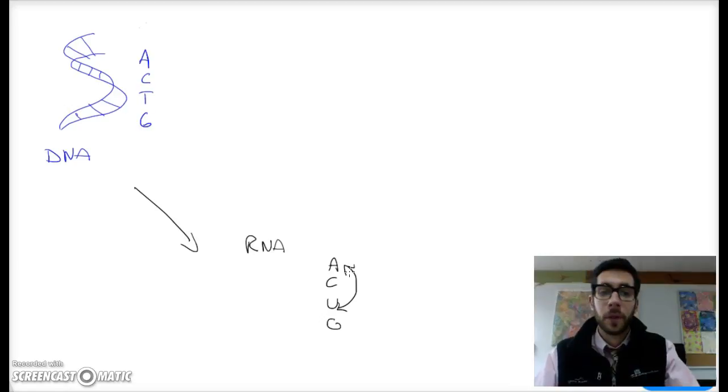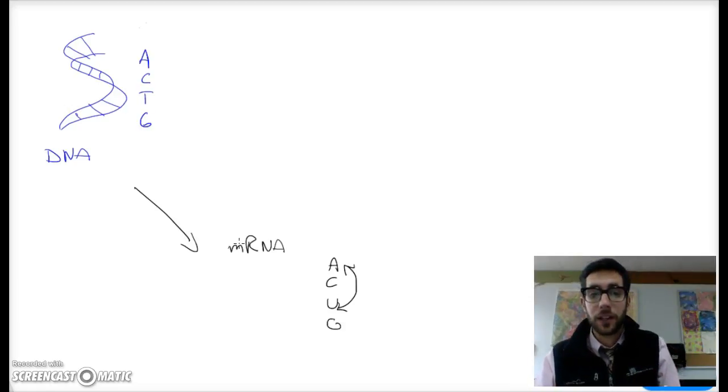So what this first step is doing is taking the template strand of DNA and making this kind of transitory molecule called mRNA or messenger RNA. Now the nature of this is to take the information in DNA, turn it into a sequence that can then be used to make protein. So this process is going to be called transcription.